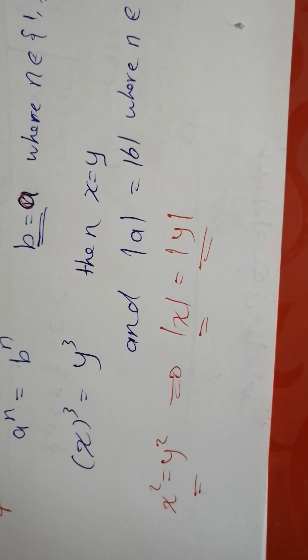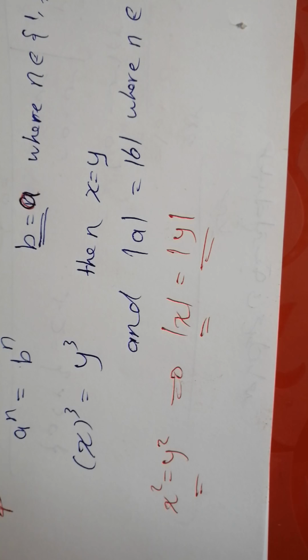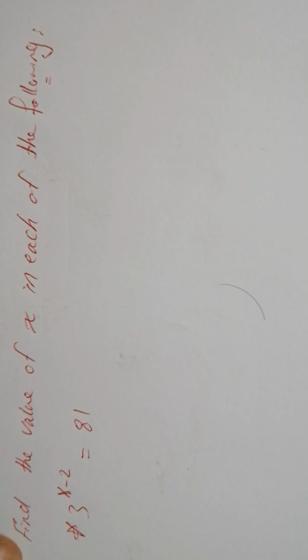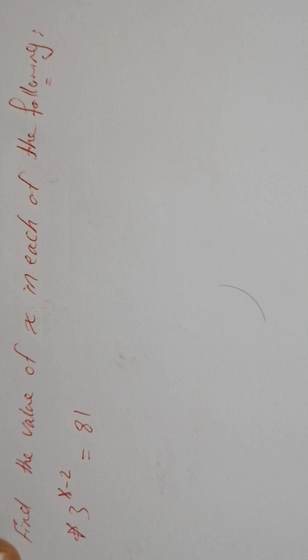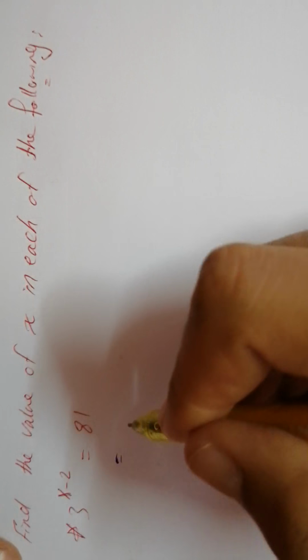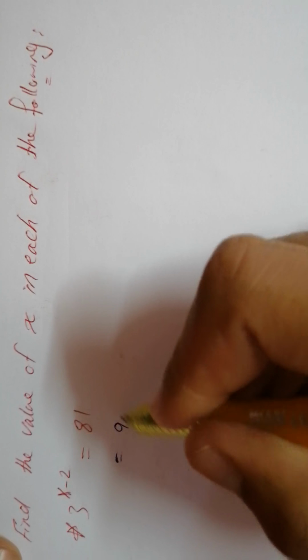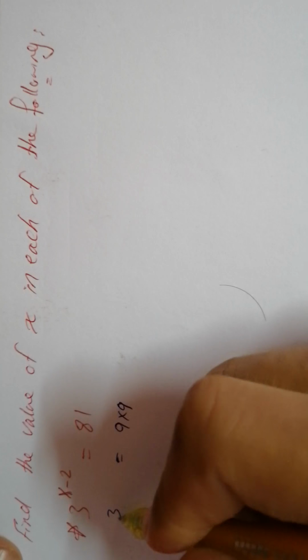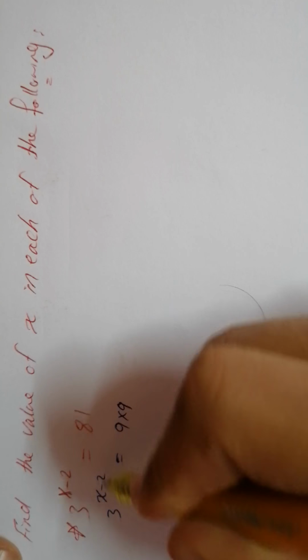And that's all of our rules. Let's move to our questions now. Yes, concentrate with me and follow me step by step, and be careful please. 3 power x minus 2 equal 81. Okay, so 81 we can say it's 9 by 9. And the left hand side is 3 power x minus 2.